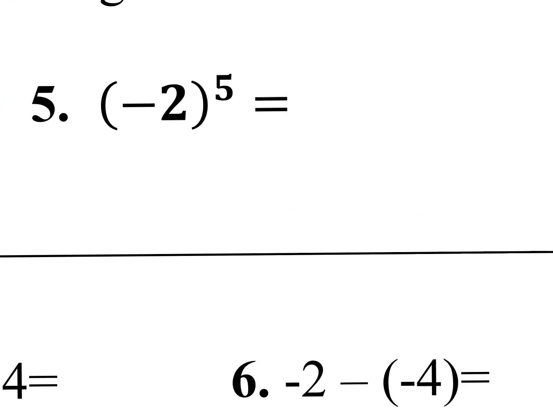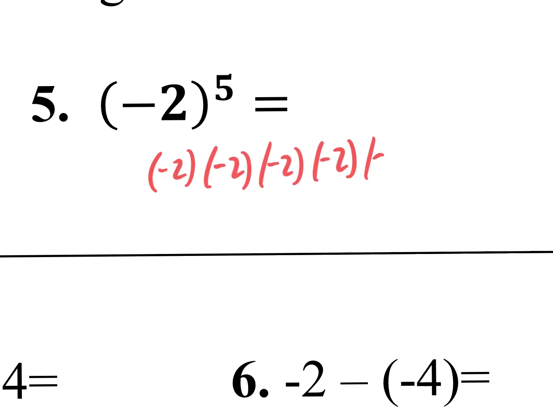How about this guy? Okay, let's actually expand it. Let's write it 5 times. Negative 2 times negative 2 times negative 2 times negative 2 times negative 2. I think that's 5. Yes, it is. Now we know that with an odd power, you're going to have an extra negative, which means your whole answer is going to be negative, right?